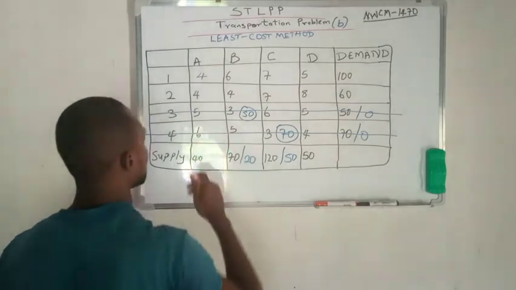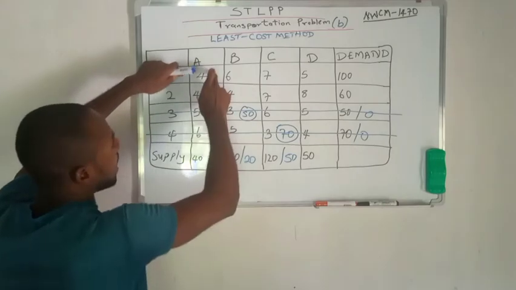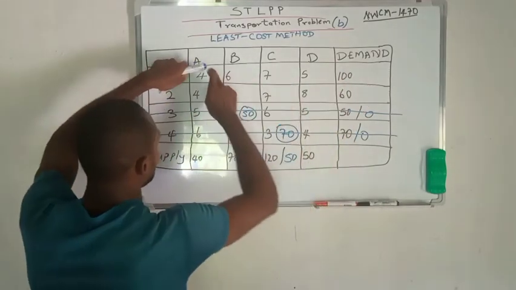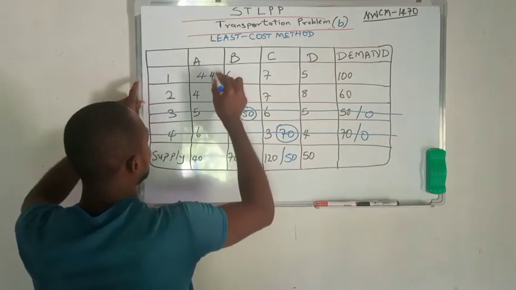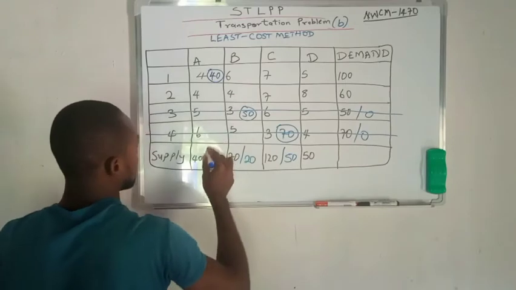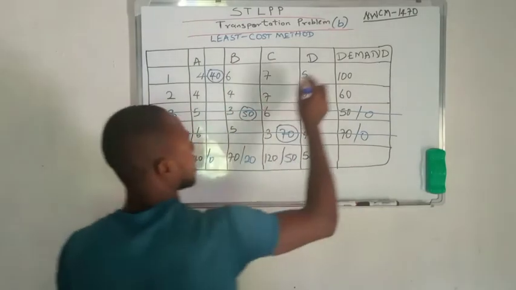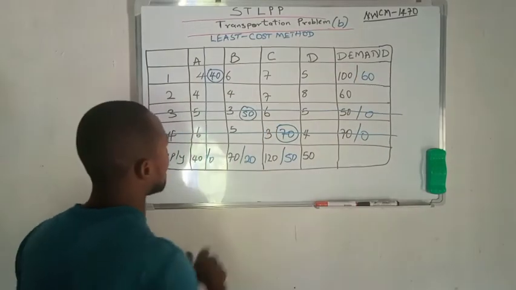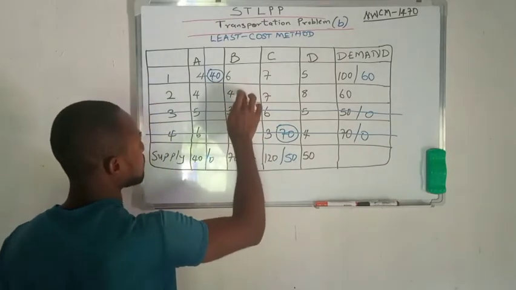So let's pick this. In this case, we have 40 to supply here, and we have 100 that are demanded in this place. So we supply 40 to them. So here we have 0 remaining. So we remove this line, and here we have 60 remaining. So what do we have left? We just have this left, and then we go to this place.